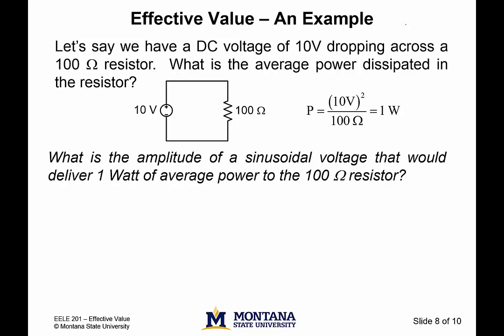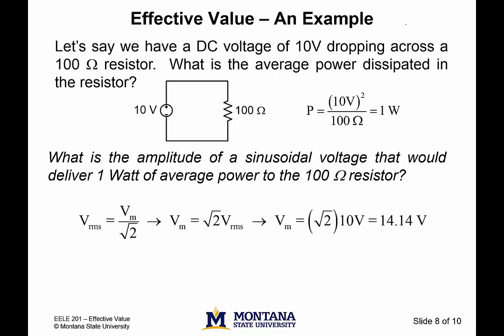Let's now imagine that instead of a DC voltage across the 100 ohm resistor, there's actually a sinusoidal voltage. What is the peak amplitude of the sinusoidal waveform such that 1 watt of average power is dissipated in the resistor? Again, pause the video and make this calculation. I hope it makes sense that the amplitude of the sinusoidal waveform will be larger than 10 volts. In this case, the peak amplitude of the voltage waveform must be approximately 14.14 volts.